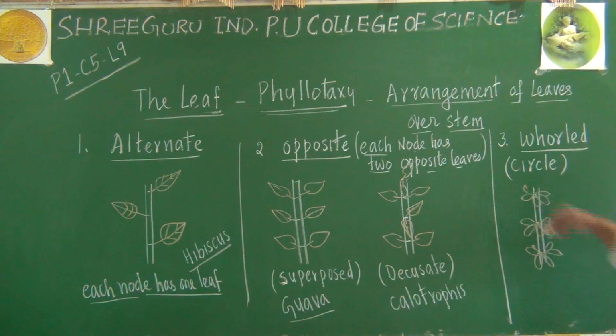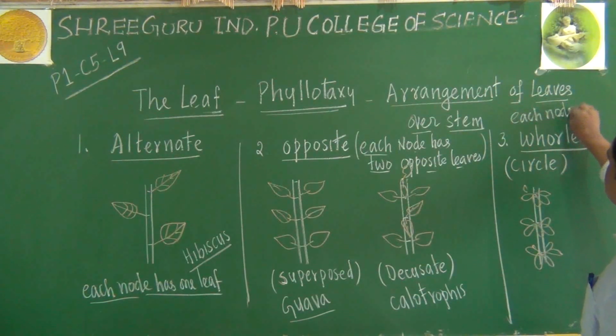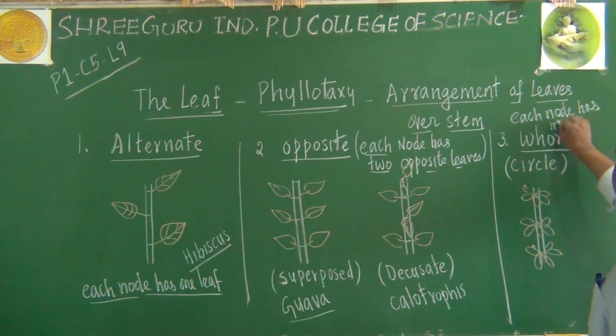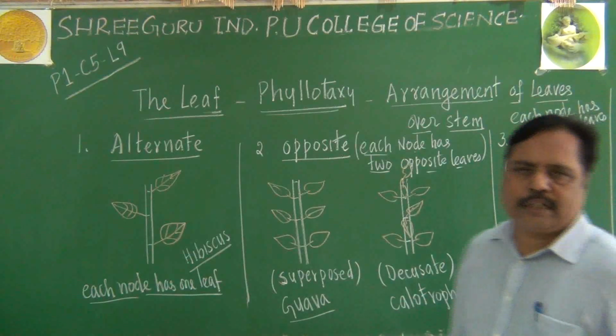So many leaves. In whorled phyllotaxy, each node has many leaves in circle. That is called whorled phyllotaxy. Do you understand this point? This is the type called whorled phyllotaxy. Remember, this is also found in some of the angiosperms actually. So make note of this phyllotaxy.